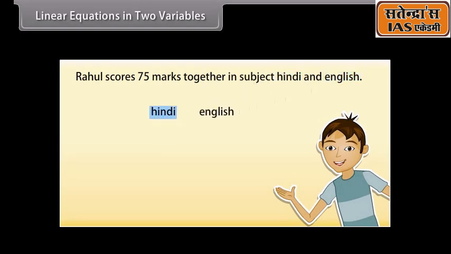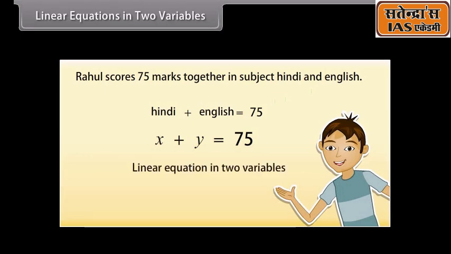That is, there are two unknown quantities. Let us use x and y to denote them. So, the marks scored in Hindi is x and the marks scored in English is y. So, x plus y is equal to 75 is the required equation. This is an example of a linear equation in two variables.